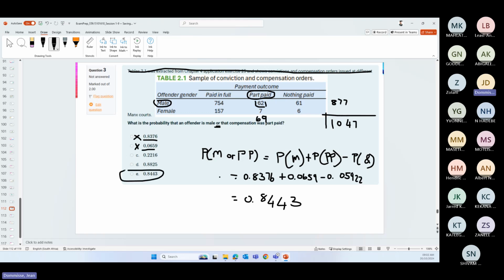Okay, so again, I marked what I needed to get so that I now don't go and work out paid in full, nothing paid, female. It's not needed. So just those small things that give you that 1 or 2 minutes extra, so that you can nearly free up some time.